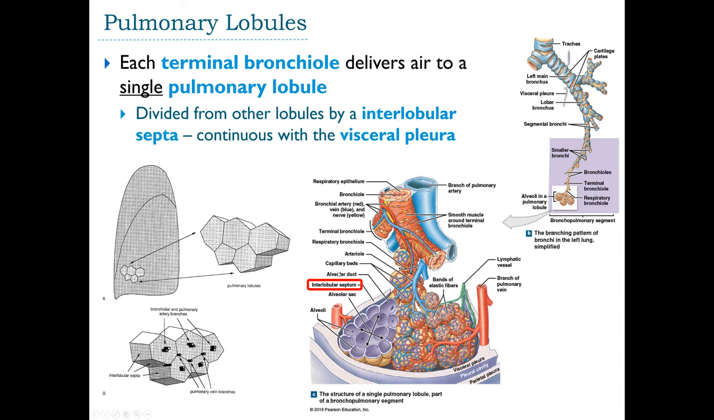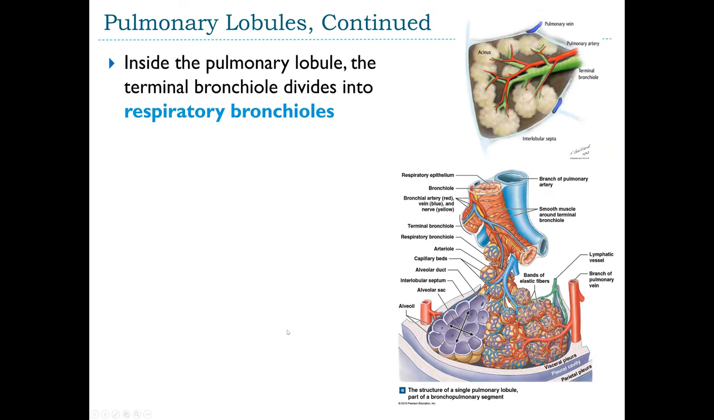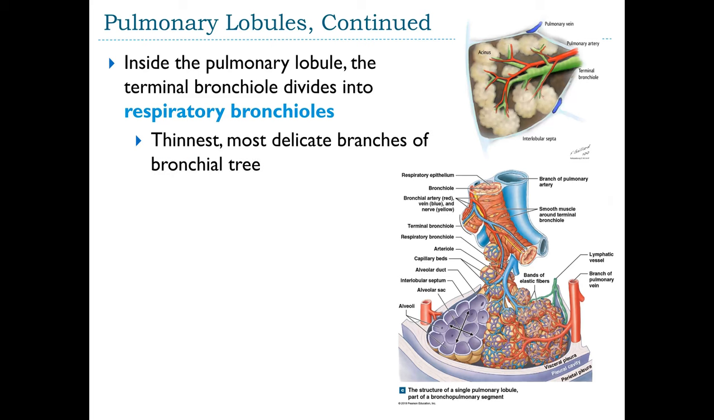Here's an image to help you visualize this a little better. If we look at the larger lung, we can think of it as divided into all of these little lobules that are separated by a membrane. Each lobule is going to have its own branch of pulmonary arteries and pulmonary veins. Once we get inside a pulmonary lobule, the terminal bronchiole, and again, one terminal bronchiole per lobule, will divide into smaller respiratory bronchioles. And these are the thinnest, most delicate branches of the bronchial tree.